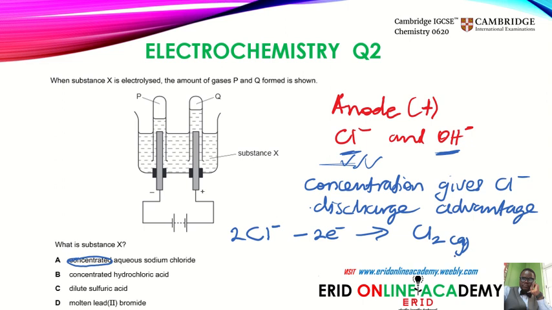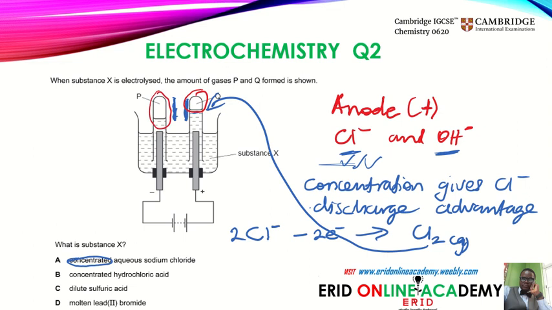At the anode. Okay, but in this case, if chlorine gas was actually released at the anode, then the volume of gas P and volume of gas Q should have been the same, but in this case it is not. I want to repeat that. The volume of gas P and the volume of gas Q should have been the same, but unfortunately you can see here the volume of gas Q is lower than the volume of gas P. So what could have been responsible for that?